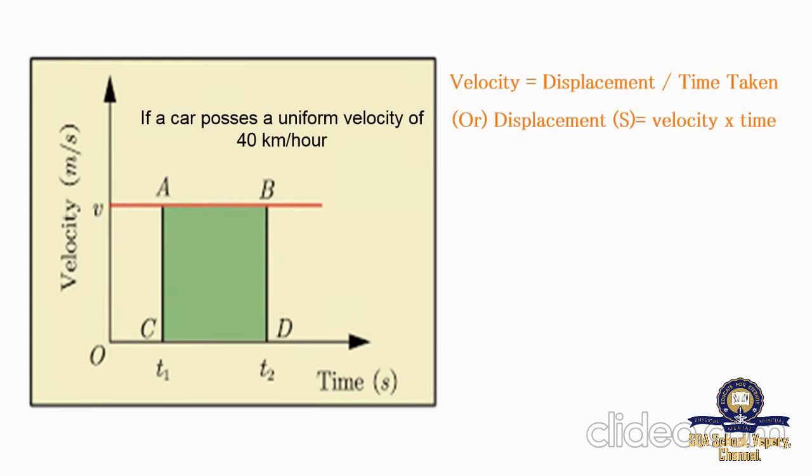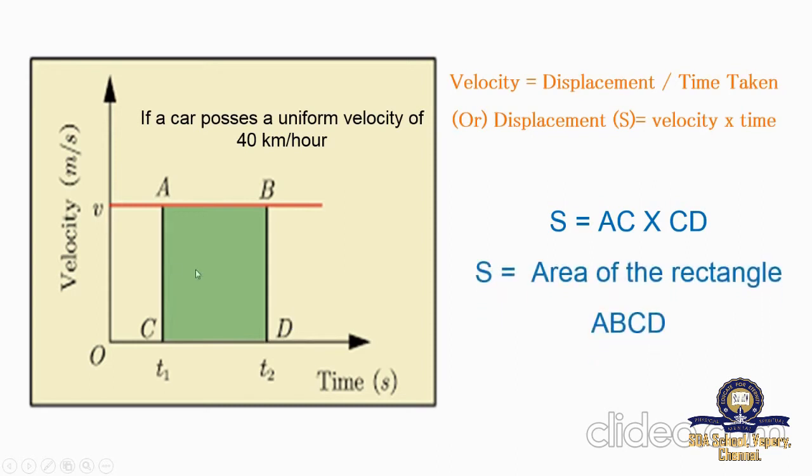So the distance covered by the car in a time interval t can be expressed as, here we can denote it as ABCD. So this is of rectangle shape, right? And this can be denoted as S is equal to AC into CD, which is nothing but length into breadth, which gives the area of rectangle ABCD.